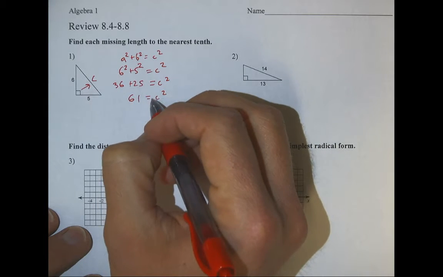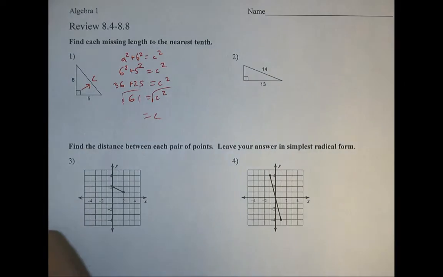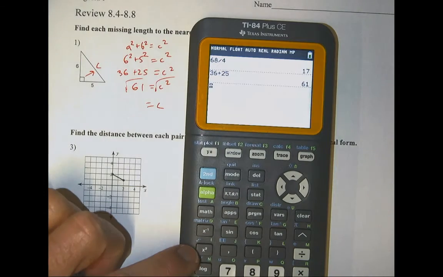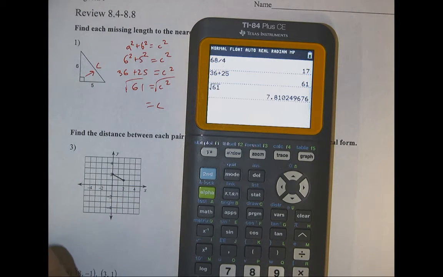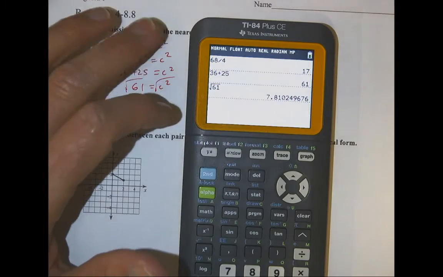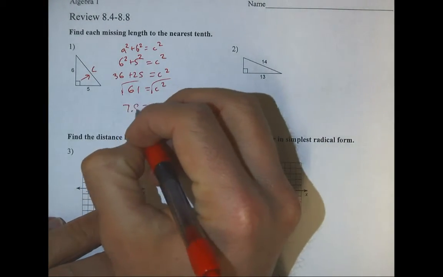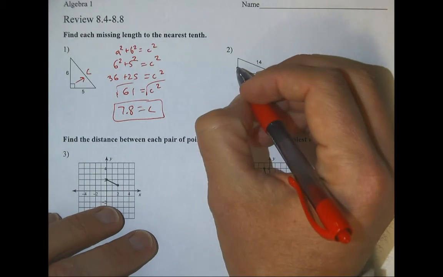If we want to get c by itself, we got to take the square root. And if it's an equation, we got to do the same thing on both sides. So we are going to take the square root, second x squared down here, get that square root button, 61. And it says to the nearest tenth in the direction, so one decimal place, 7.8. Final answer.